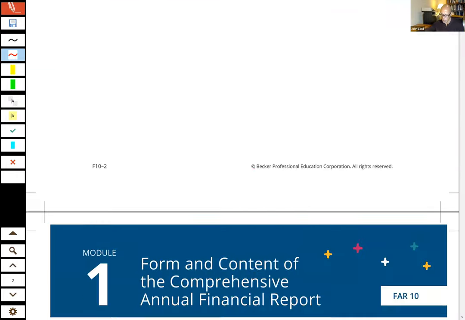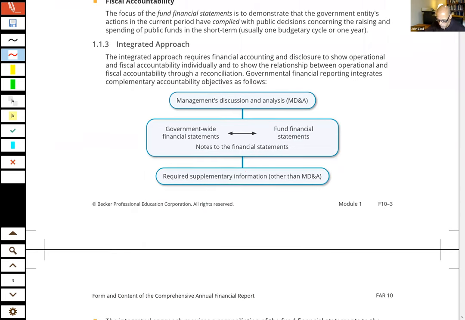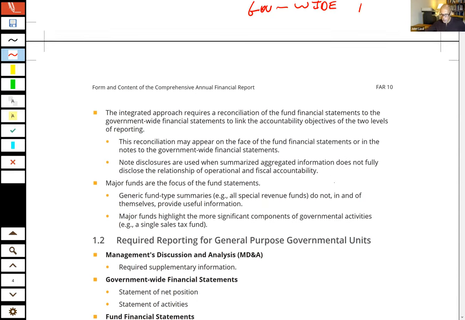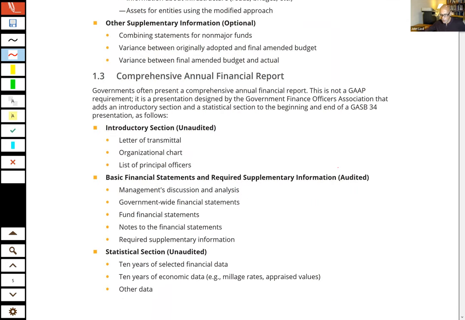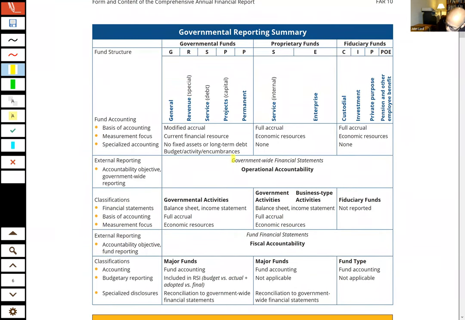I'm not going to give you a specific breakout of item by item here, but let's just take a look at our government-wide reporting. We have our government-wide statements. Hang on a minute, guys. I've got a better idea. Rather than me do a funky drawing, why don't we use this? So here's the government-wide statements.